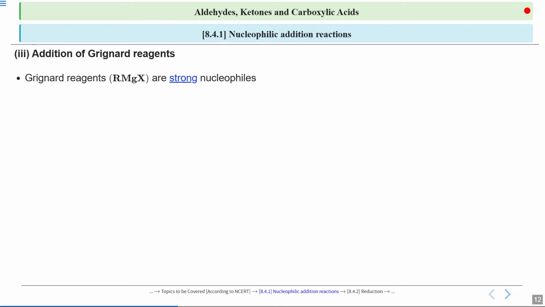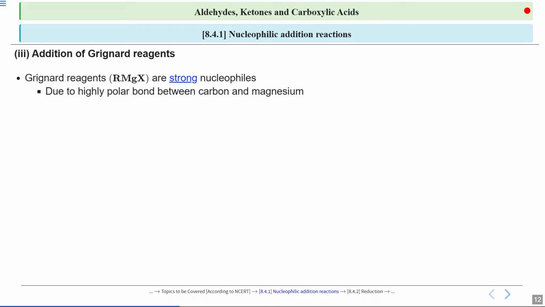If we talk about Grignard reagents, they are organomagnesium compounds that are represented as RMgX, where R is an organic group and X is a halogen. The strength of Grignard reagents as nucleophiles basically comes from the highly polar bond between carbon and magnesium. This polarity makes the carbon atom electron rich, allowing it to attack electrophilic centers. And what are the electrophilic centers? They are the carbonyl carbon in aldehydes and ketones.